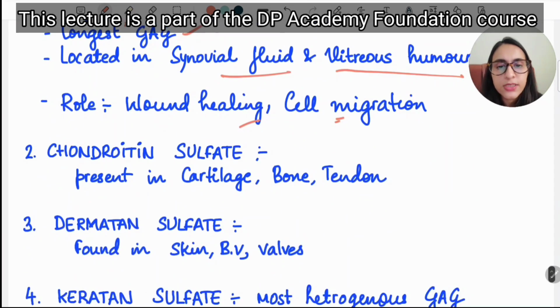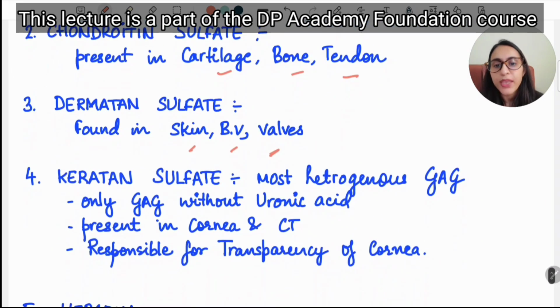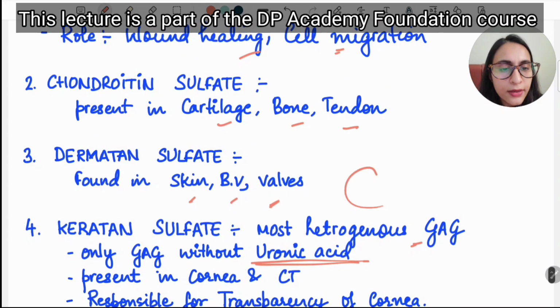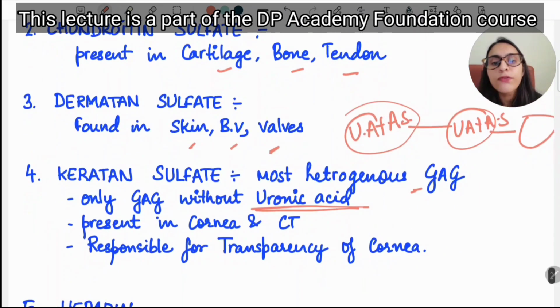Now coming to chondroitin sulfate, which is present in cartilage, bone and tendons. Dermatan sulfate is found in the skin, blood vessels and walls of the heart. Keratan sulfate is the most heterogeneous glycosaminoglycan, and keratan sulfate is the only glycosaminoglycan which does not contain uronic acid. Now glycosaminoglycans are made up of units of uronic acid and amino sugar, and such repeated units are known as glycosaminoglycans. In case of keratan sulfate, uronic acid is not present.